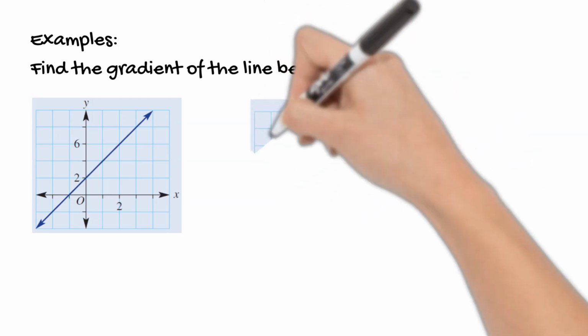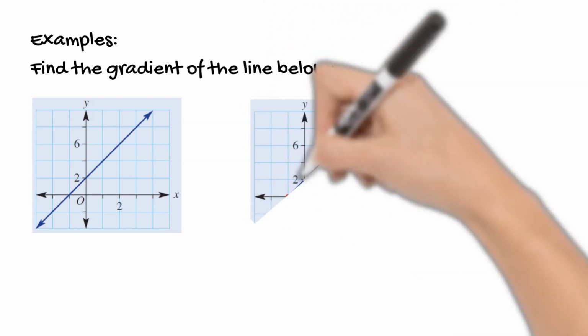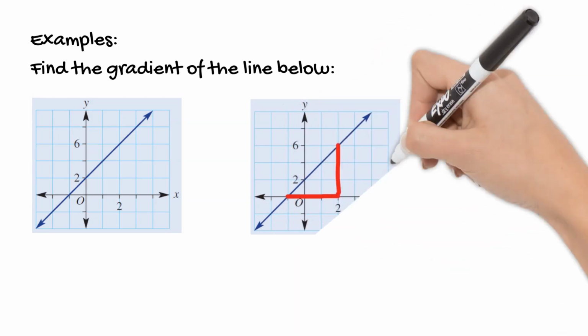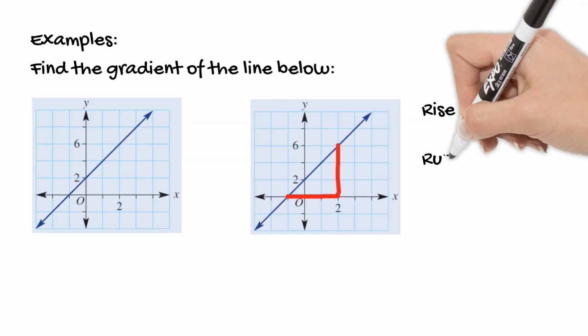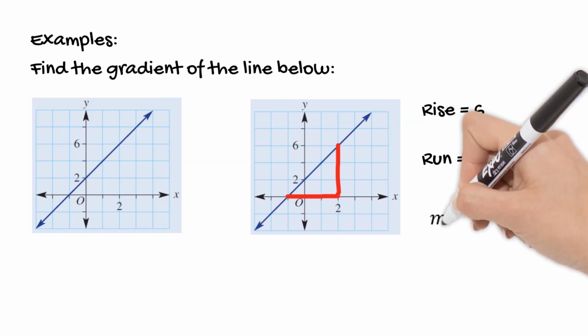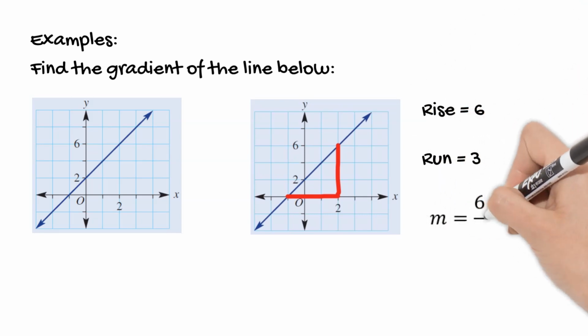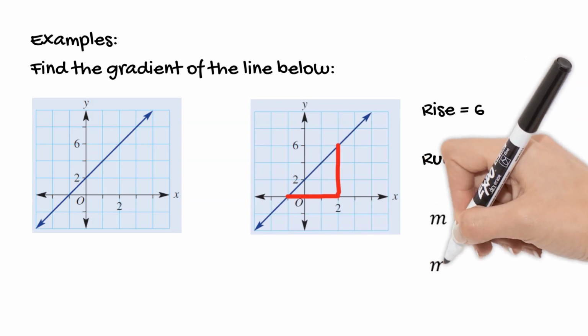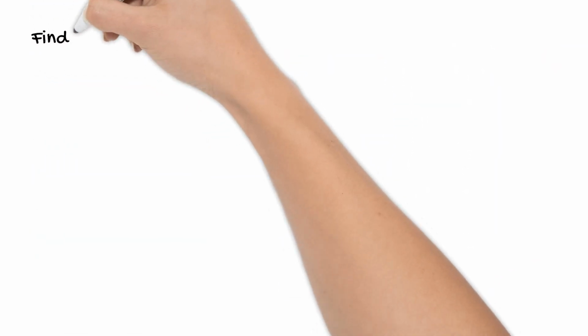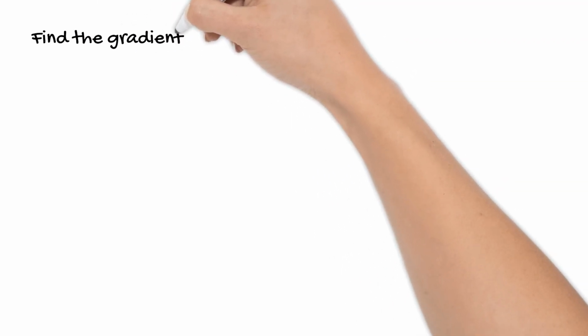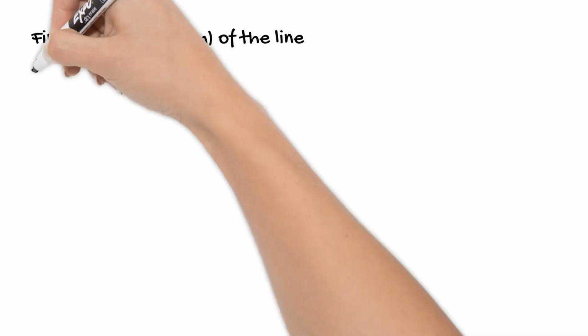So if we look at the rise of that line, it goes 6 high, and then making a right angled triangle out of the line, we go 3 across. It has a run of 3. So we can write that as m is equal to 6 over 3, which of course is equal to a gradient of 2.